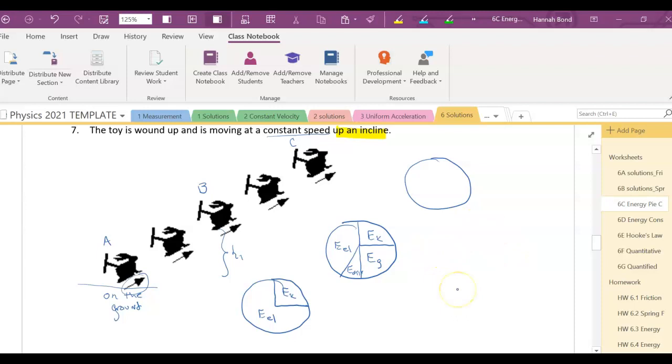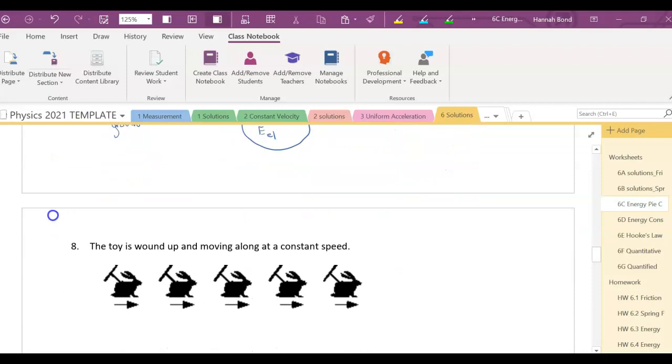Okay, and now I'm going to go up and show position C. Again, the speed is the same, and so the kinetic energy is the same, but look, now it's at a much higher height. Okay, so the gravitational energy is bigger. It has traveled further, and so it has overcome more friction. The dissipated energy is bigger, and this little piece right here is the elastic potential energy. I'm still showing some elastic potential energy because the rabbit has not stopped moving yet. Let's look at another one.